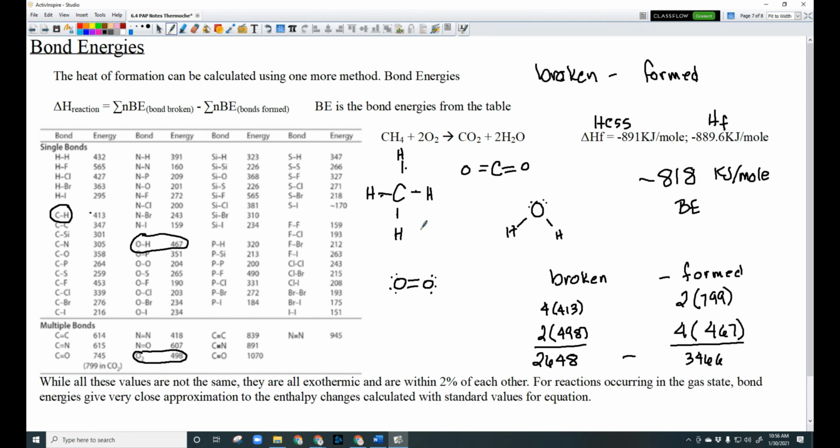Now we're looking here at bond energies, the energies on these bonds. For reactions occurring in the gaseous state, see, this wasn't all gaseous, but for all reactions occurring in the gaseous state, the bond energies give a very, very close approximation to the enthalpy changes calculated with standard values for equations. Okay, so those are the 3 different methods that we're going to use to calculate the delta H, or the change in heat energy in these reactions.